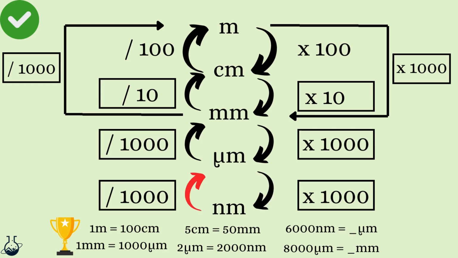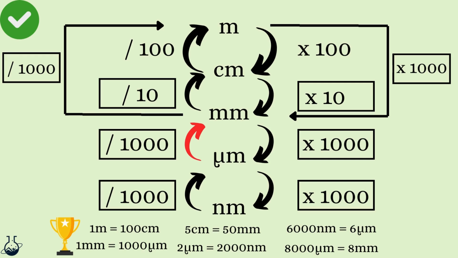Now we're going to try and convert 6000 nanometres to micrometres. Nanometres is this jump here of divide by 1000. So 6000 divided by 1000 is 6 micrometres. And finally, 8000 micrometres to millimetres is this jump of divide by 1000. 8000 micrometres divided by 1000 is 8 millimetres.